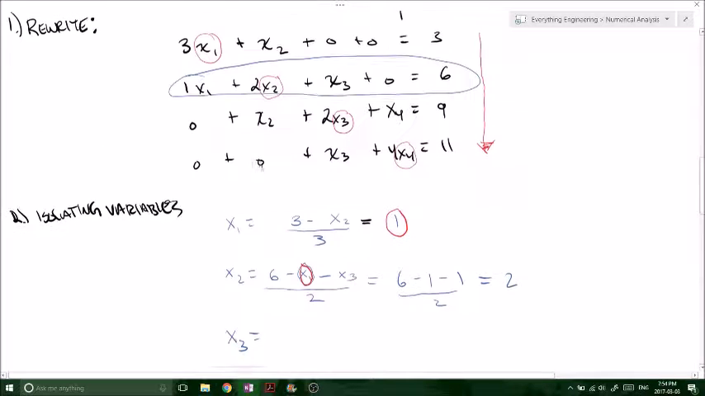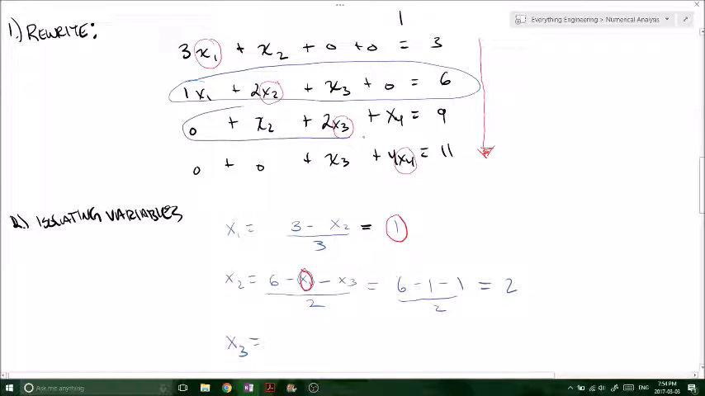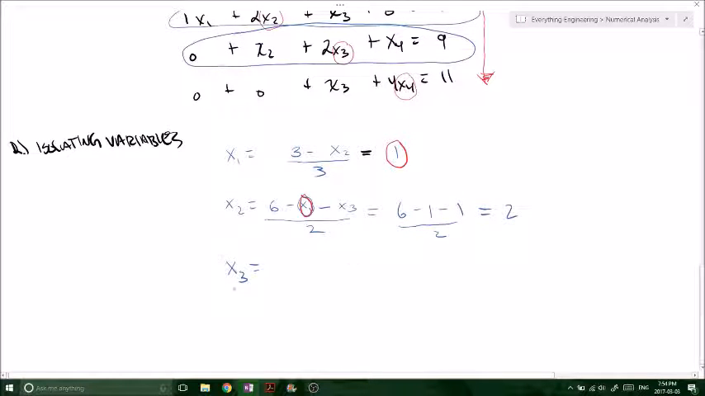Now isolating x3 from the third equation gives us (9 minus x2 minus x4) all over 2. Now remember, we just solved for our x2. Instead of our initial guess of 0, we're going to plug in the 2 that we just calculated. And x4 is still 1 from our initial guess. And this gives us 3.